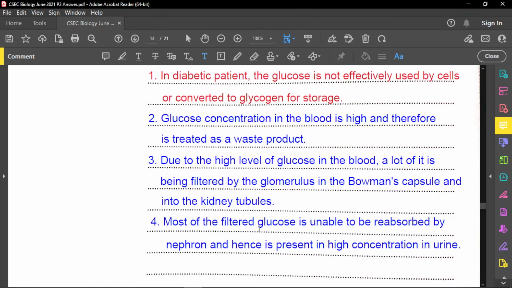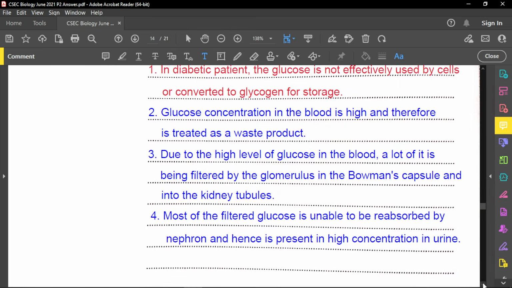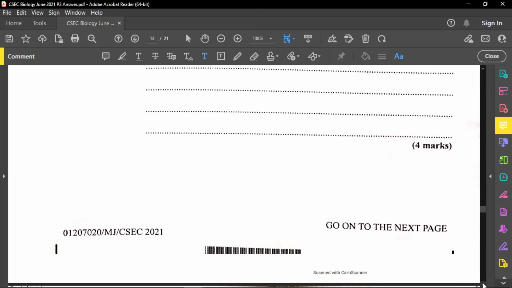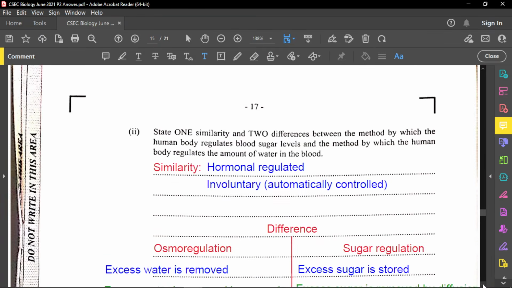And it says most of the filtered glucose is unable to be reabsorbed by the nephron and hence is present in high concentration in urine. All right? Because so much is passing through, it is hard to reabsorb all of it effectively. So some will definitely be in the urine itself.